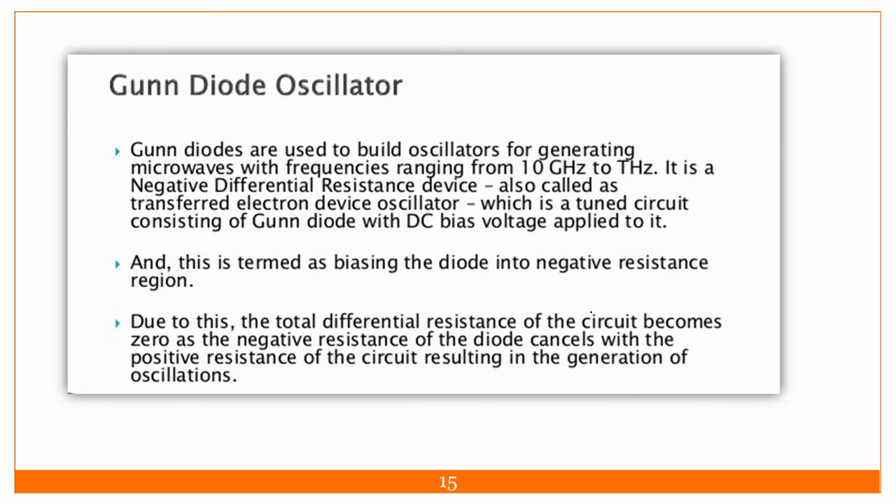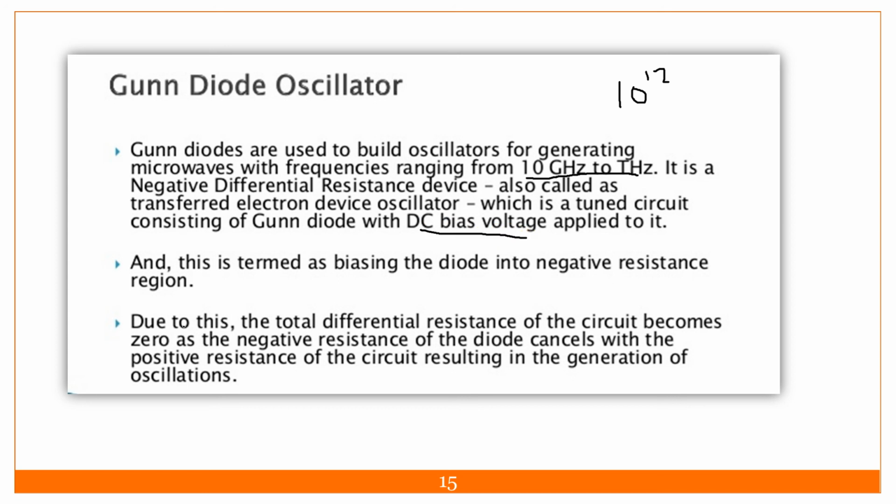Gunn diode as oscillator. Gunn diodes are used to build oscillators for generating microfrequency ranging from, just keep in mind the range, 10 gigahertz to terahertz. Tera is nothing but 10 raised to 12. So this frequency is generated by this Gunn oscillator, where we have to apply some voltage, that is the DC bias voltage itself.